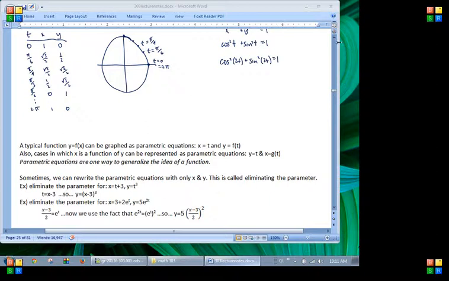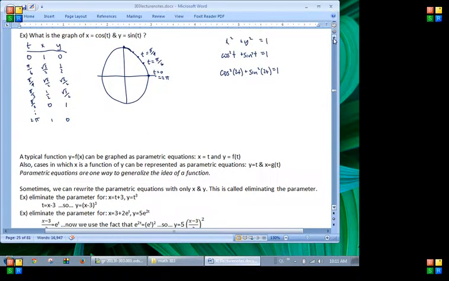So one other comment. Now it's possible to eliminate the parameter and come up with something where it's not a function. For example, if you have x equals cos t and y equals sine t, once you know that that's a circle, you can say, oh, I know the equation for this. The equation is x squared plus y squared equals r squared or something like that. So in this case, it would be x squared plus y squared equals 1.